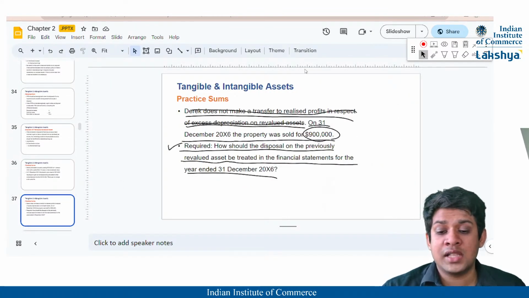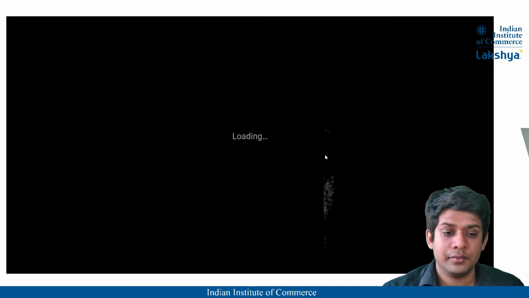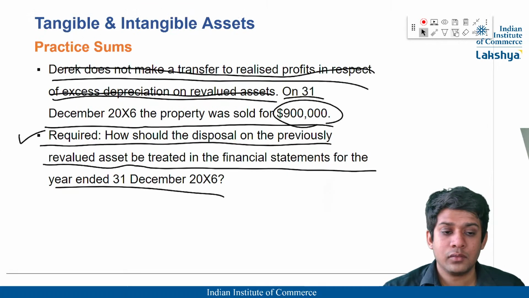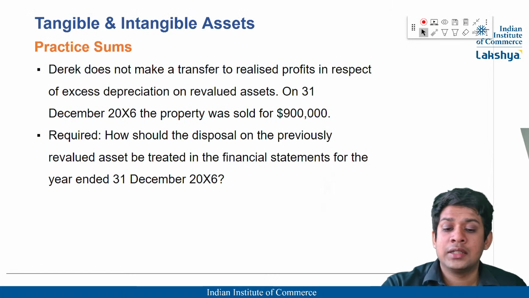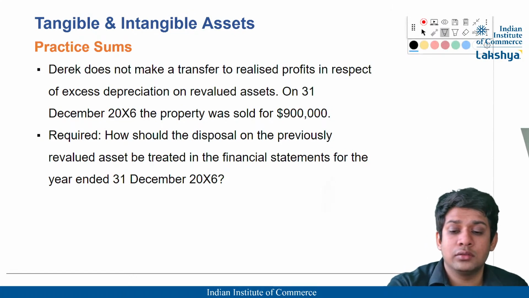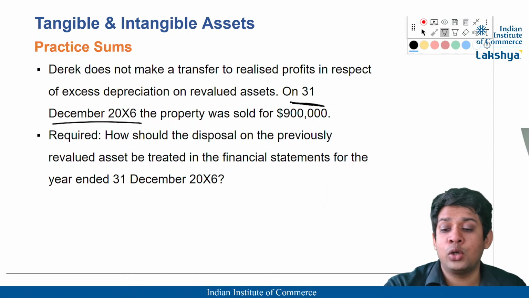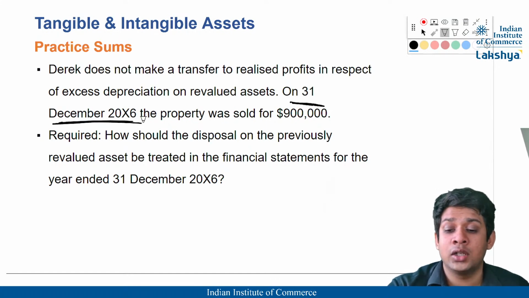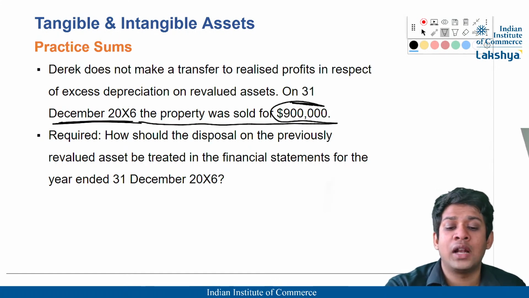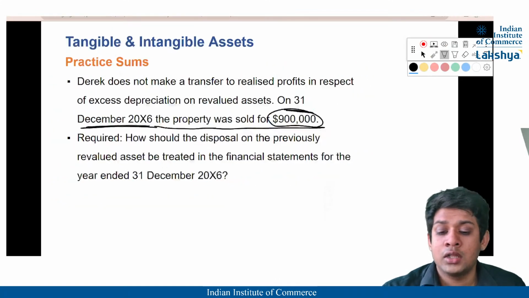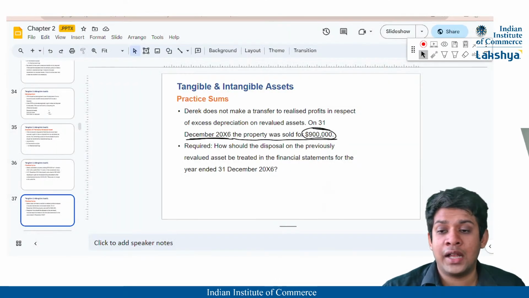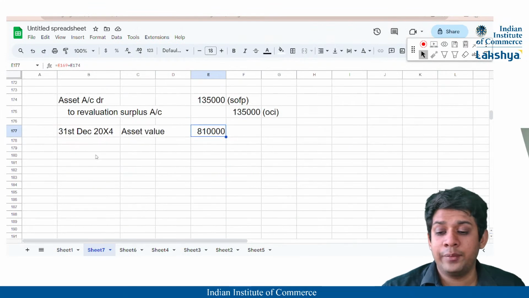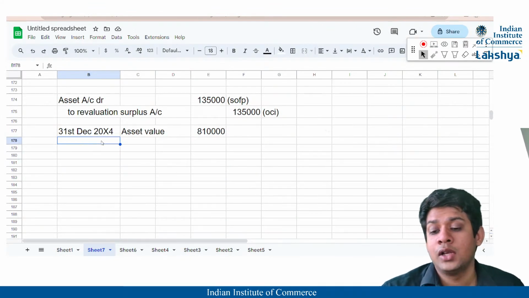What they are saying further is that on 31st December 2016, that means 2 years later, the property was sold for $9 lakh. That means technically after 2 years, what would have been the carrying value? Firstly, we'll calculate that.